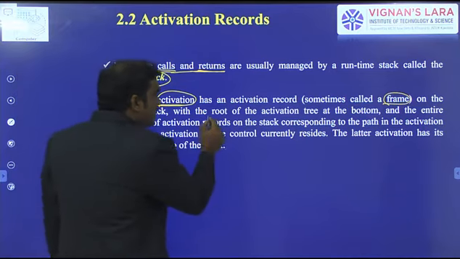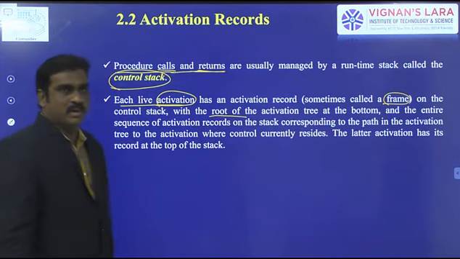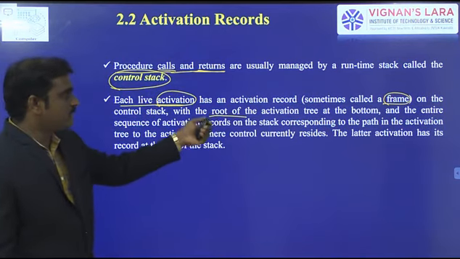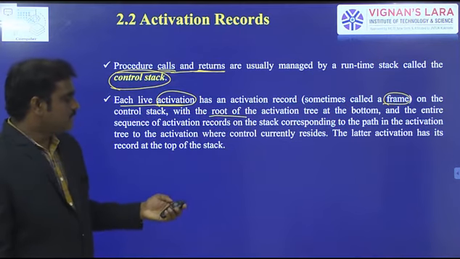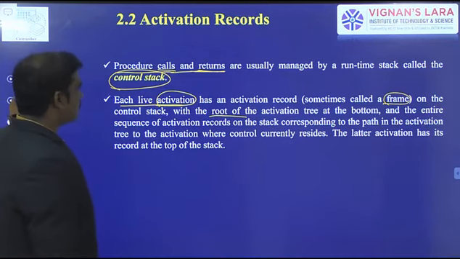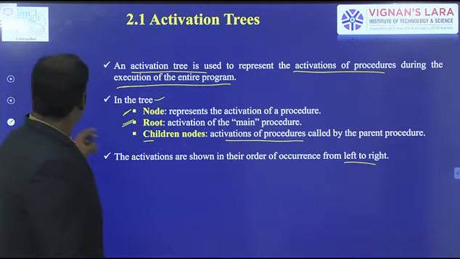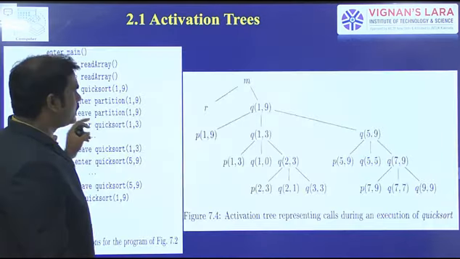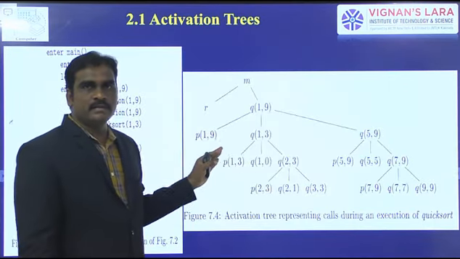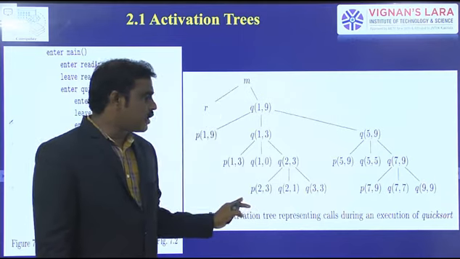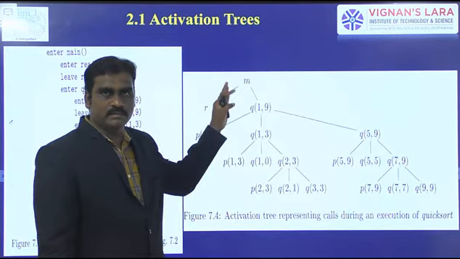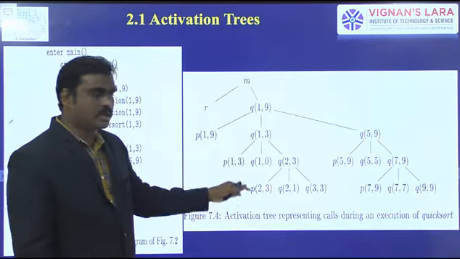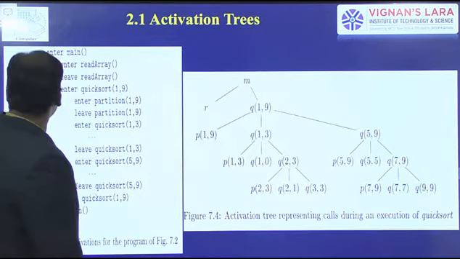See, with the root of the activation tree at the bottom, I will explain this one. The root of the activation tree at the bottom. Suppose this is the tree. Here, the root node is represented at the bottom of the tree. For example, this is the root node, like that. Bottom to top.